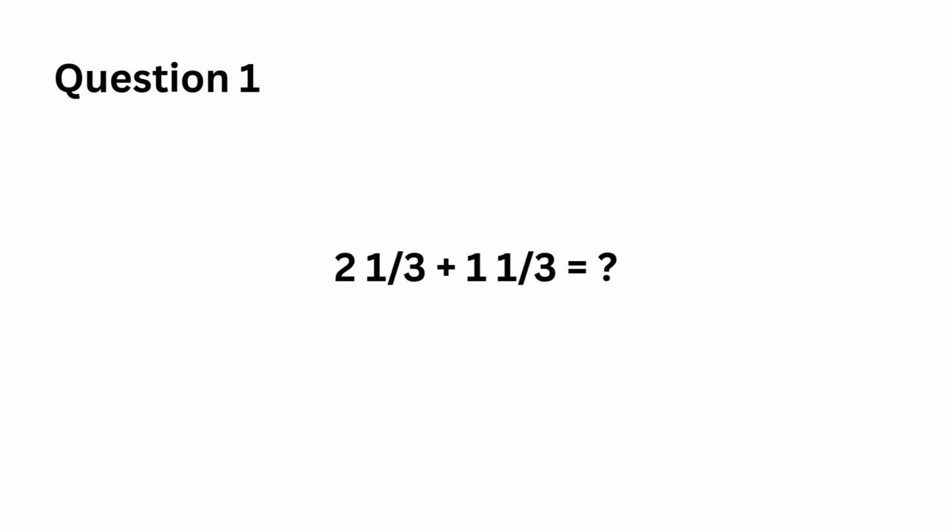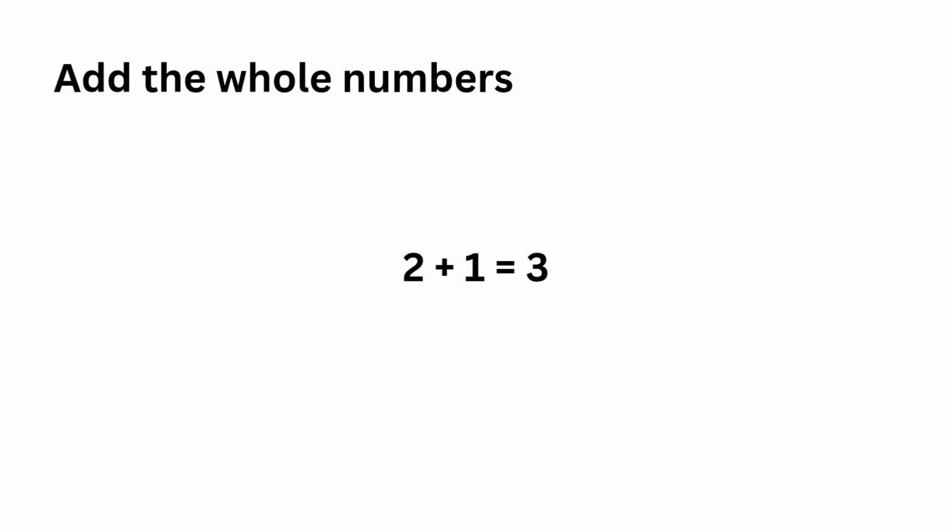So we'll be looking at our first example. 2 and 1/3 plus 1 and 1/3, or 2 whole number 1 over 3 plus 1 whole number 1 over 3. So here we first add the whole numbers 2 and 1. 2 plus 1 gives us 3.